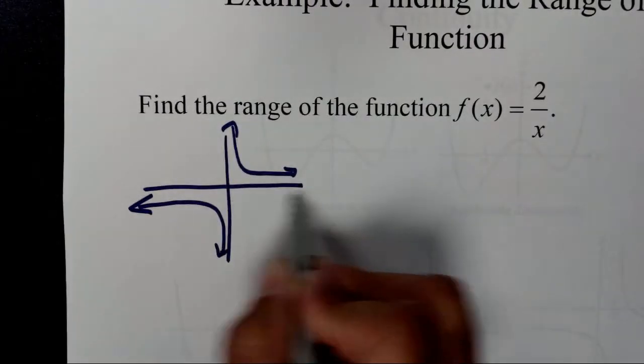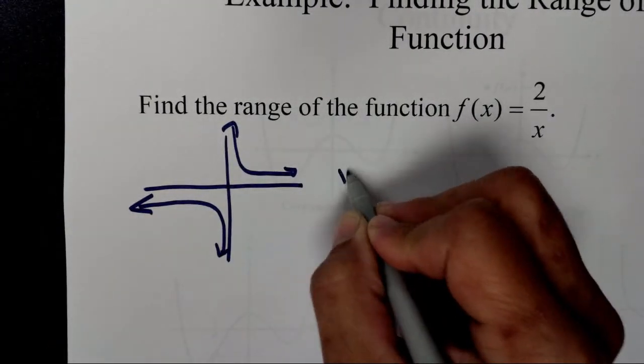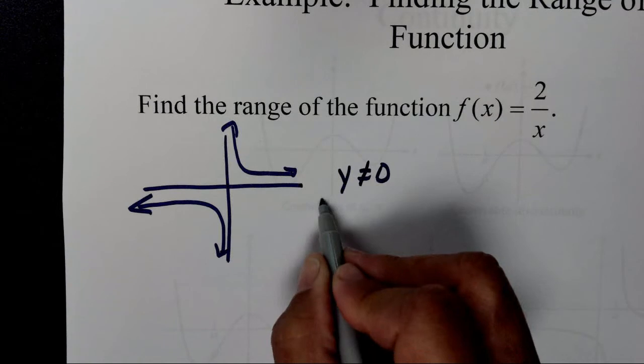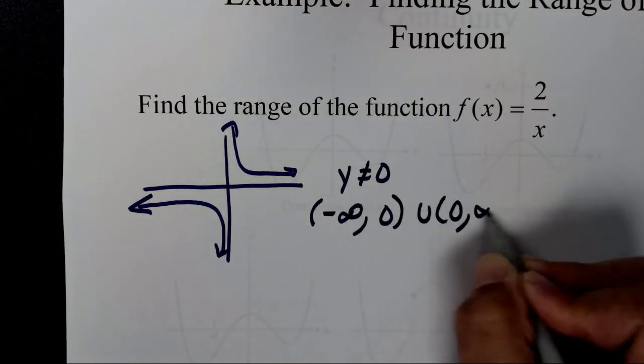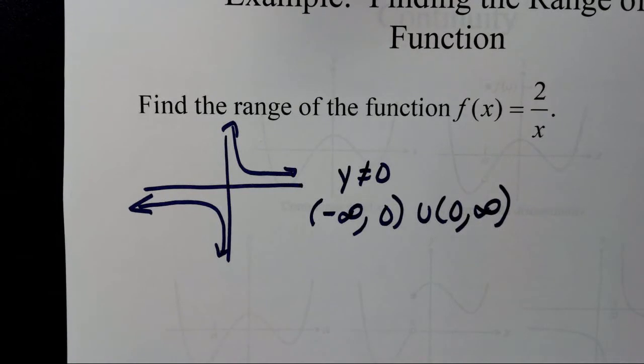Everything except what? 0. So y cannot equal 0, so my range would be negative infinity to 0, 0 to positive infinity. And the u is just union, to join them together. Okay? Now, this is where I told you I would go back and review the asymptotes with you.